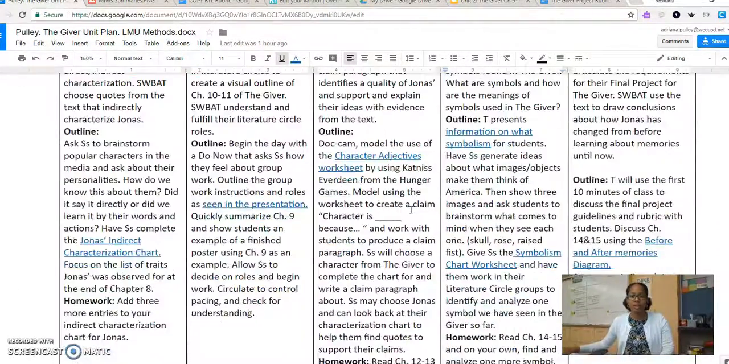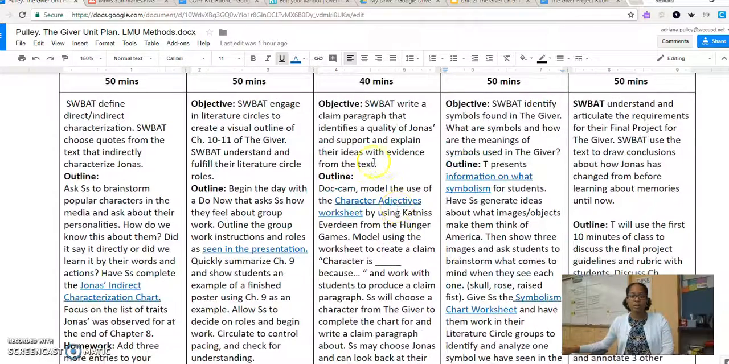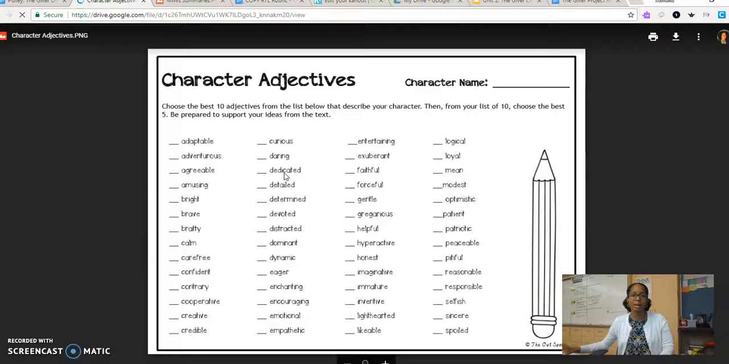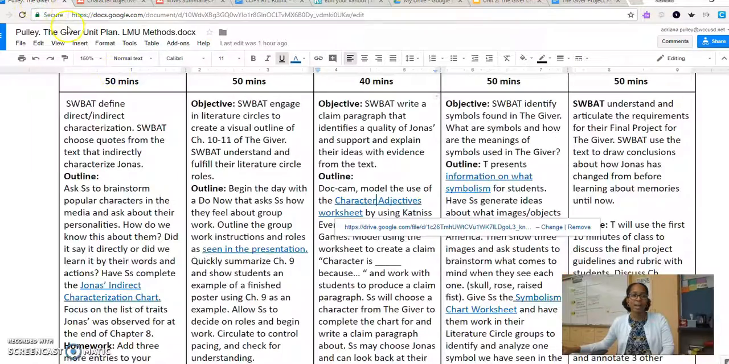Moving on along. So this week students will do their first claim paragraph, and that will start out with the teacher modeling how they're going to go about that using this worksheet, choosing a character, you can model for them using a character from The Hunger Games, choosing those adjectives that describe them, and then really honing in on one in particular to write about in your claim and use evidence to support and reasoning to explain.